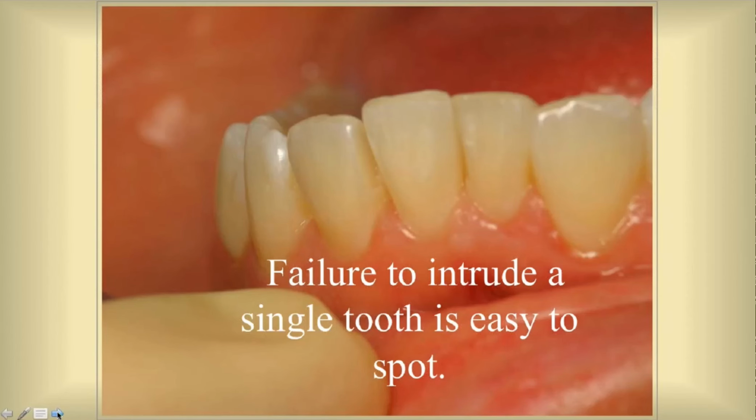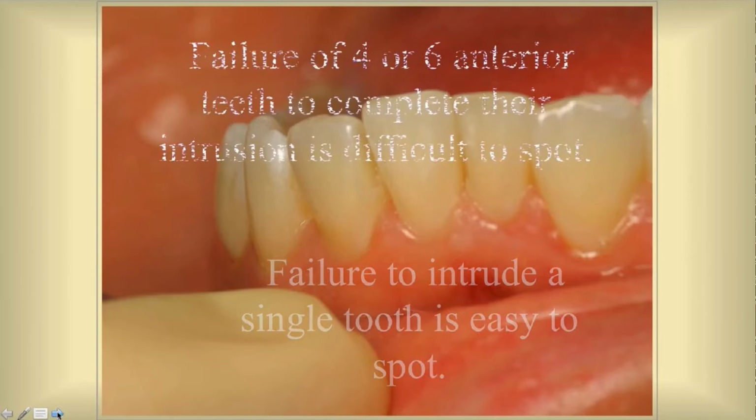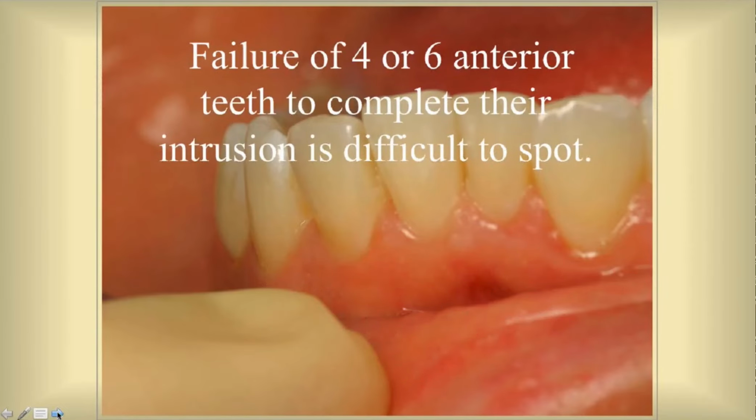Okay, now here's a photograph that shows one tooth that is lagged behind. Failure to intrude a single tooth is very easy to spot. What takes a little concentration and observance, looking carefully through that magnifying glass, if you will, is what it looks like when 4 or 6 anterior teeth fail to complete their intrusion. That's a little harder to spot.